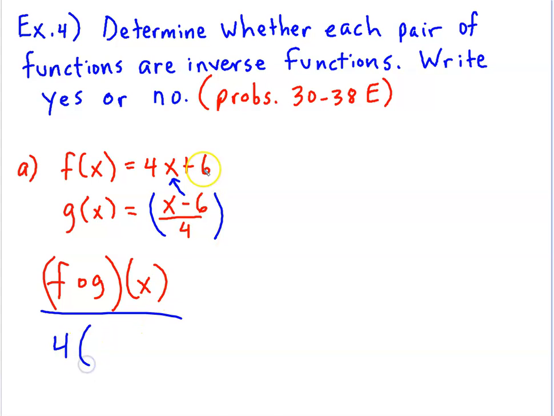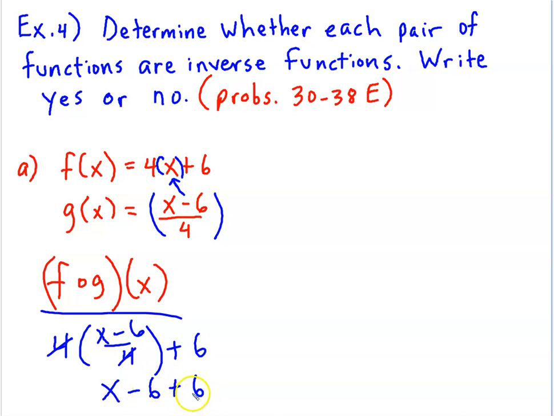So 4, and then I'm going to replace this x with x minus 6 over 4, and then don't forget the plus 6. And now simplify. Since I'm multiplying diagonally, these two numbers diagonally across from each other can cancel. The 4's would cancel, and I'm left with x minus 6 plus 6. And of course, negative 6 plus 6 is 0. So when I do that f of g composite, I get x.